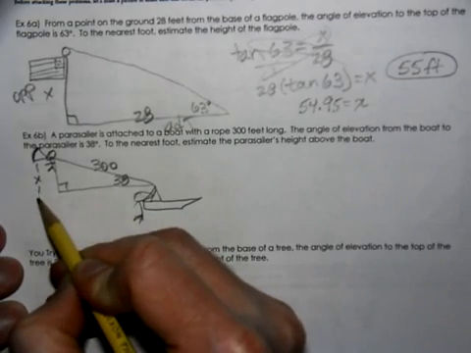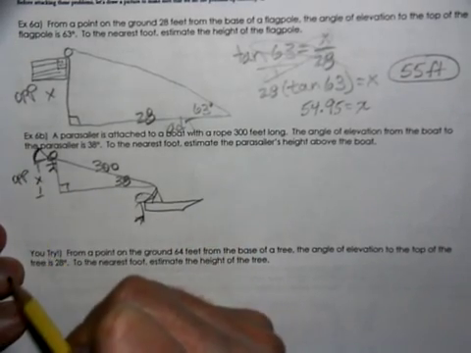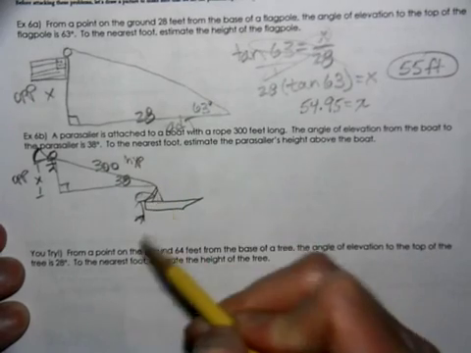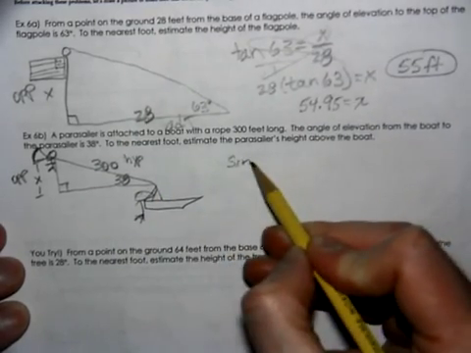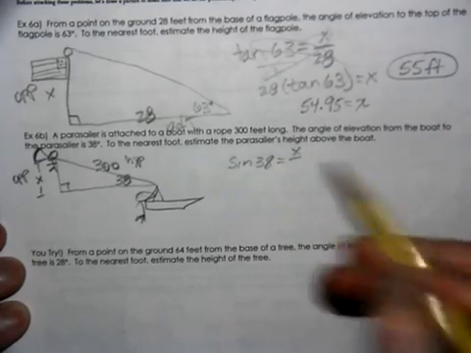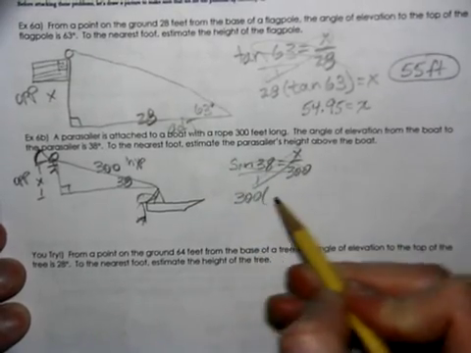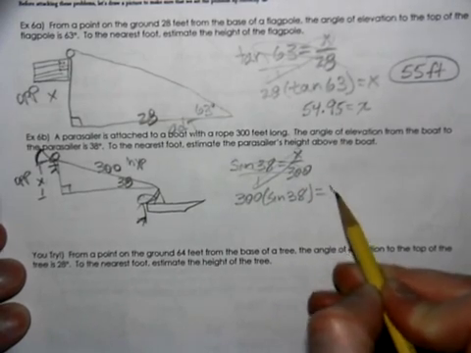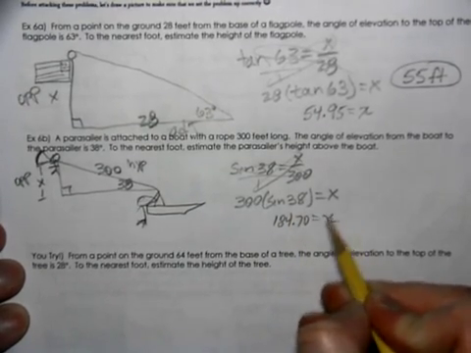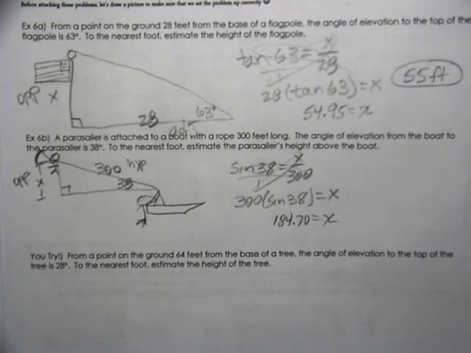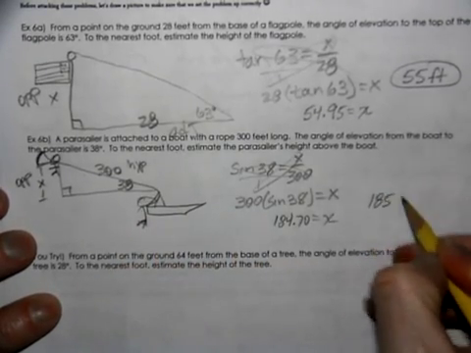Well, we're trying to figure out that value. So we're going to look across from the 38, which is opposite, across from the 90, which is the hypotenuse. So SOHCAHTOA tells us that it's opposite over hypotenuse. So sine of 38 equals opposite over hypotenuse. Put it over 1, cross multiply, 300 times the sine of 38 equals x. When we use our calculator, we get 184.70. You always want to write the exact value down. And then it says to round it to the nearest foot. Well, that's closest to 185 feet.